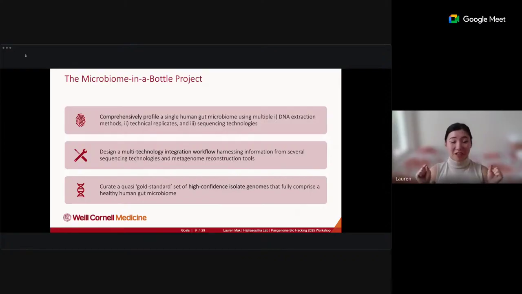First of all, we want to make lots and lots of data to comprehensively profile all of the sequence material in a single human gut microbiome. We're doing this with multiple DNA extraction methods. We're doing this with multiple technical replicates and sequencing technologies. And I'll go into that in a little bit.